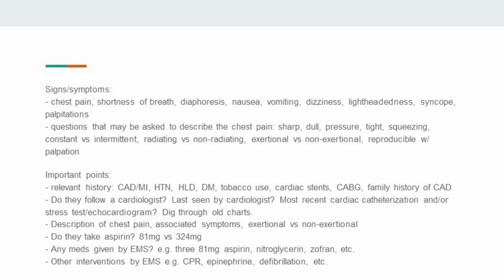meaning if I press on your chest, is it the same type of pain that you were having? It's also important to document relevant history such as previous MIs, history of cardiac stents or bypasses, other cardiac diseases such as CHF or aortic stenosis, other risk factors such as history of diabetes, tobacco use, or strong family history of CAD. Does the patient have a cardiologist? When was the last time they saw their cardiologist? Have they had any recent cardiac workup such as a cardiac catheterization or a stress test? Generally, anything within the past 5 years will be acceptable. Does the patient take any aspirin? And if the patient came in by EMS, did EMS give any medication such as aspirin, nitroglycerin, or Zofran?